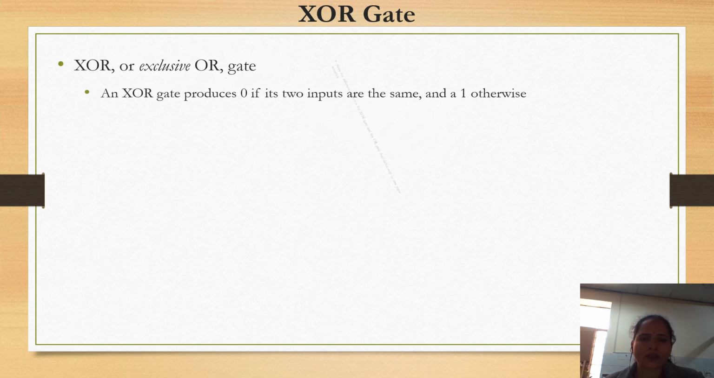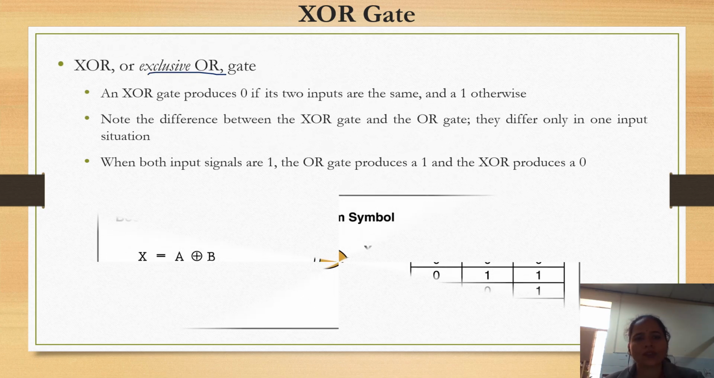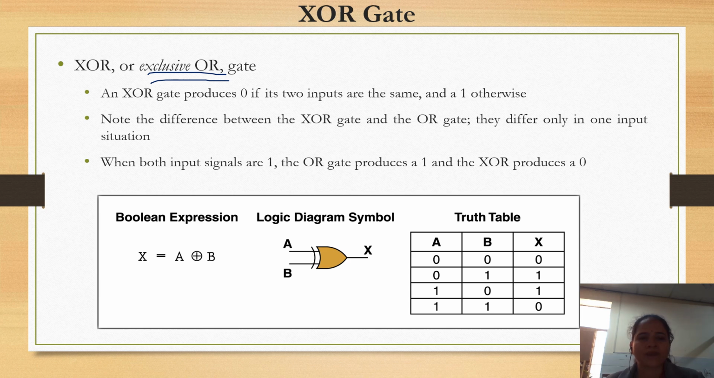Now next is the XOR gate. XOR gate is called the exclusive OR gate. In exclusive OR gate, it is represented using this symbol, A XOR B. The XOR symbol is represented using the plus and a circle sign. Okay, and it is represented using the OR gate. This is the symbol of the OR gate, and we complement it.